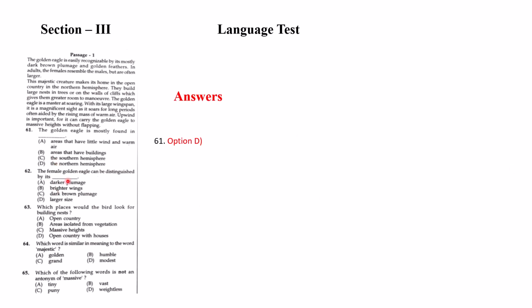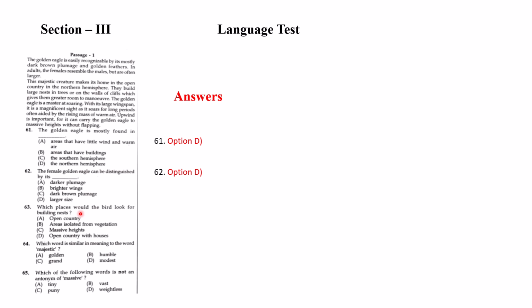Next, the female golden eagle can be distinguished by its, here it is given in the first paragraph itself, the females resemble the males but they are often larger. We can differentiate them by their larger size. Therefore, the correct answer would be option D.